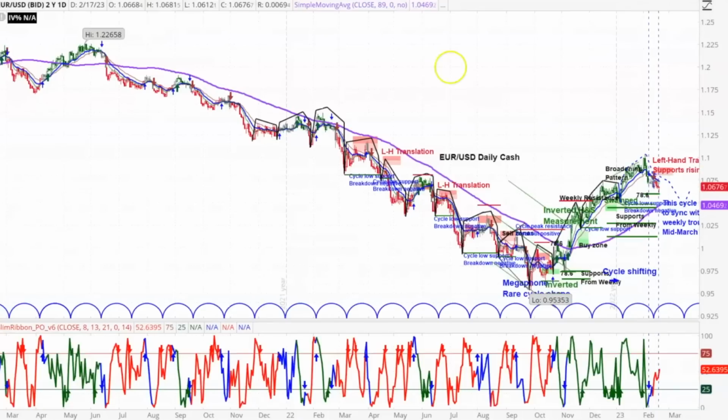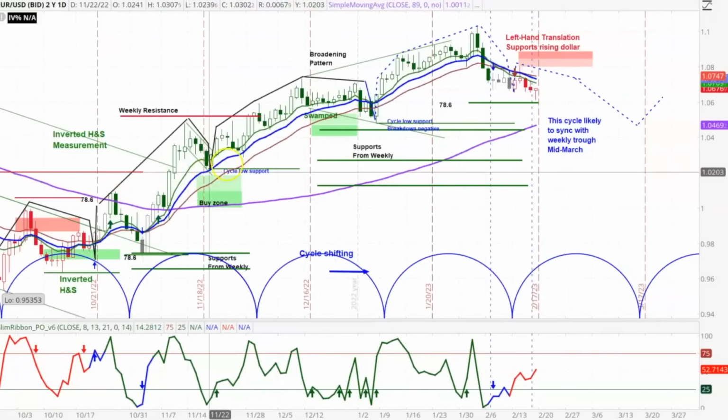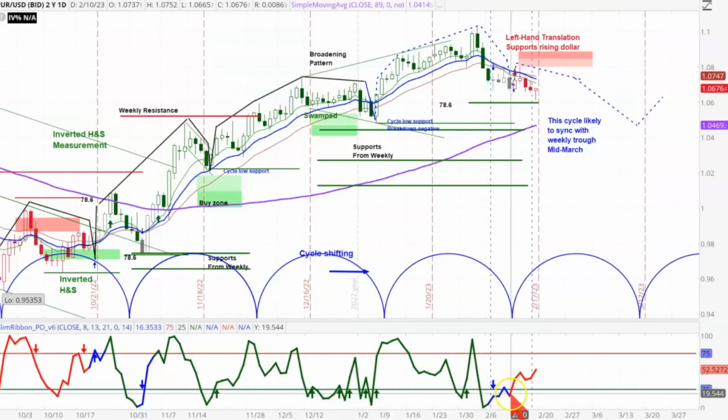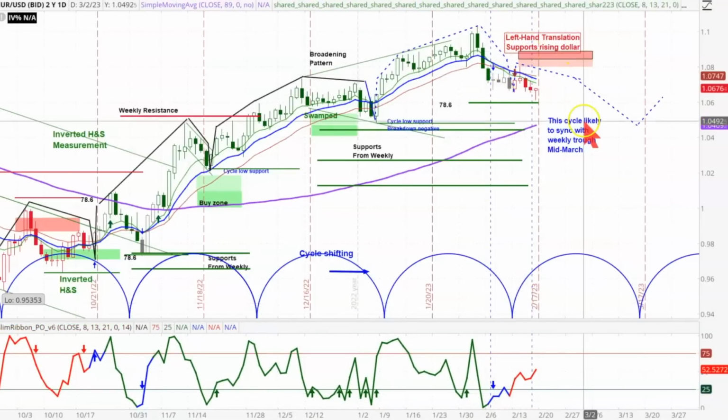And the reason I'm going to this is because you can see that the euro, when the dollar fell, the euro put on all of these beautiful cycle patterns. Positive cycle, upward momentum, slim ribbon PO telling you upward resumptions. Fantastic. Look what happened right in here. A left-hand translation, which supports the rising dollar.